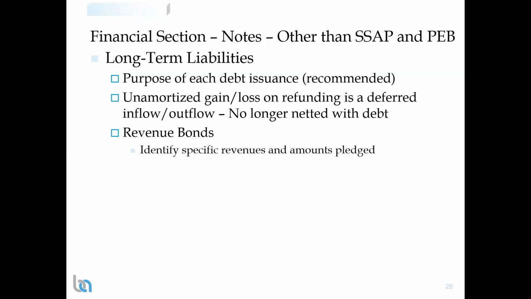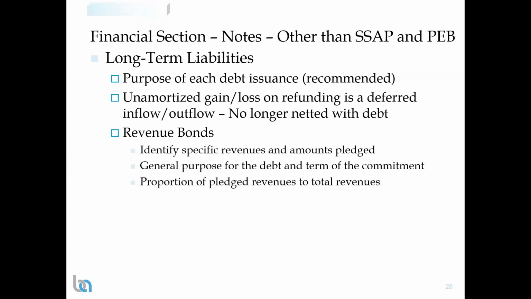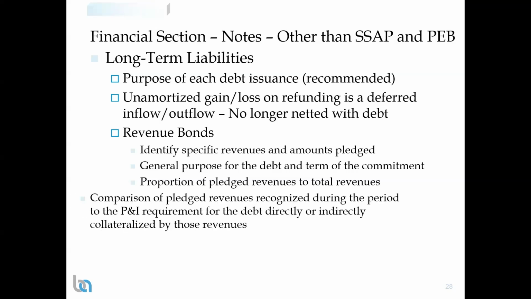For revenue bonds, you want to mention what specific revenue is being pledged. So if you issued water bonds or sewer bonds, what are the revenues that you are using to repay those debts? The general purpose for the debt and the term of the commitment, and the proportion of pledged revenues compared to the total revenues. So if it's 100% of the revenues or 20%, usually I only see it as 100%.